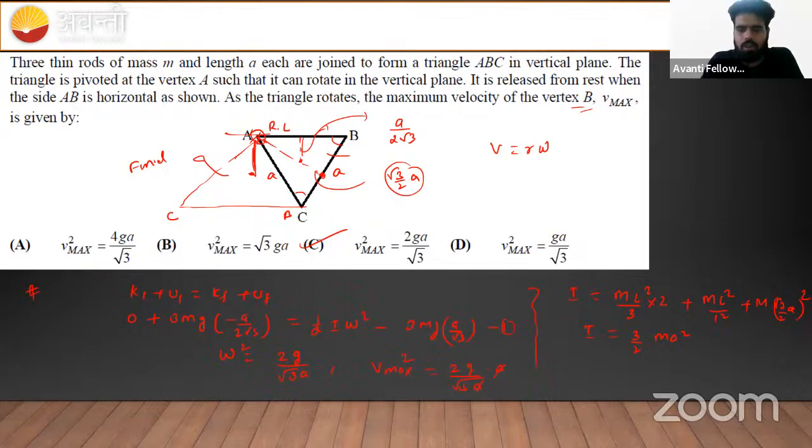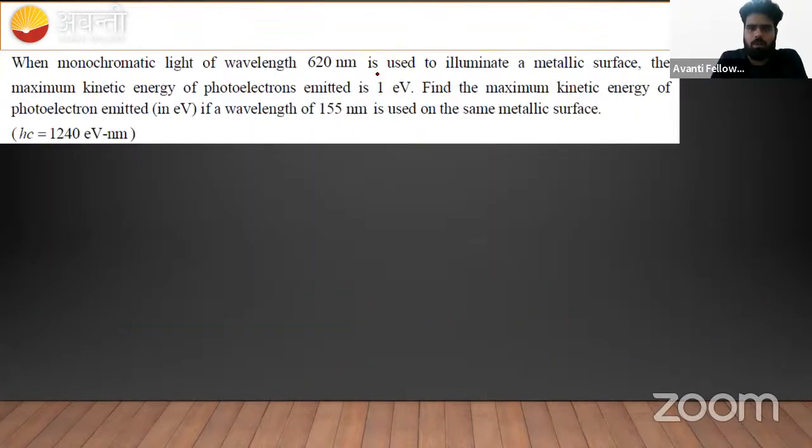So this is a very good concept that we have to understand here. Again, this is an easy problem based on the Einstein photoelectric equation: K maximum is nothing but E minus the work function. In this particular problem, K maximum is 1 electron volt, and E can be written as hc upon lambda. We have to find out the work function here.